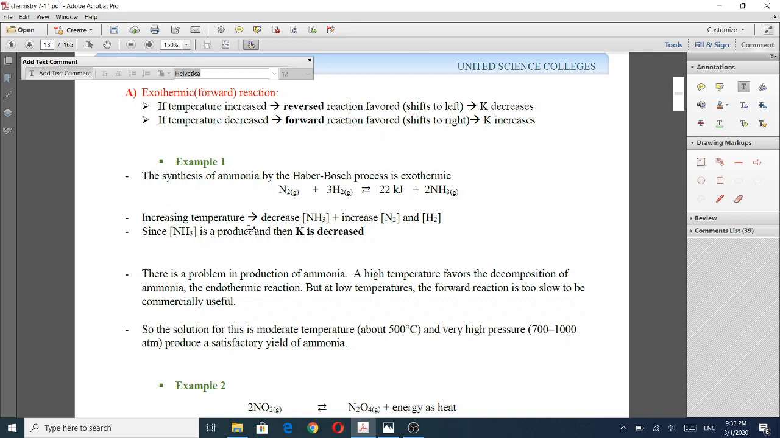All right, increasing temperature, for example here, will decrease NH3. By increasing temperature, the reaction will shift to the left. So if the reaction shifts to the left, the NH3 will decrease, hydrogen will increase, and nitrogen will also increase. Thus, you are decreasing product and reactants are increased. So K will decrease because NH3 is the product.